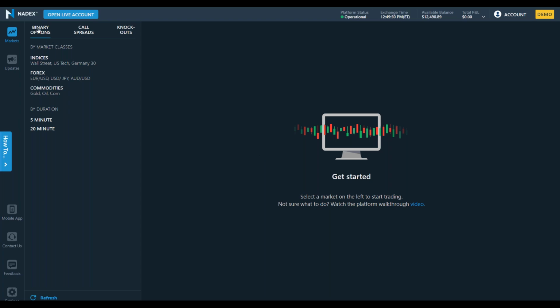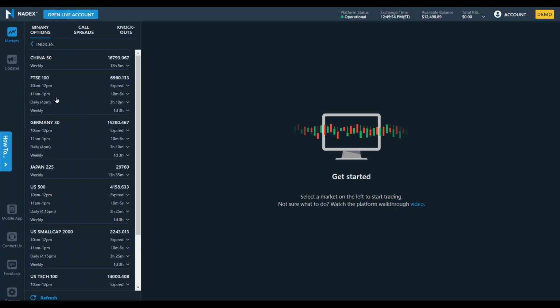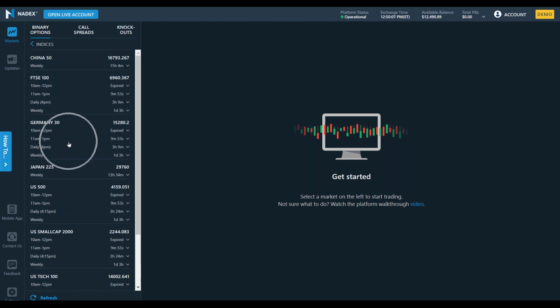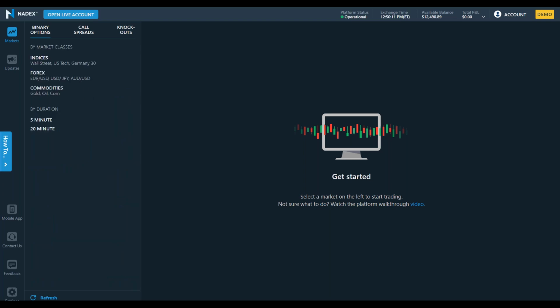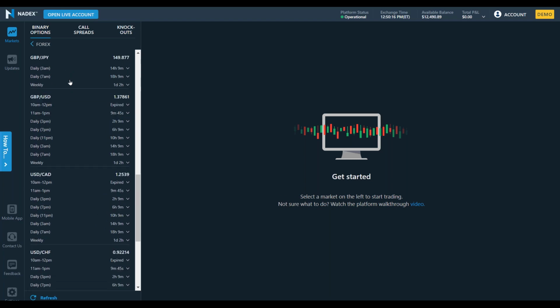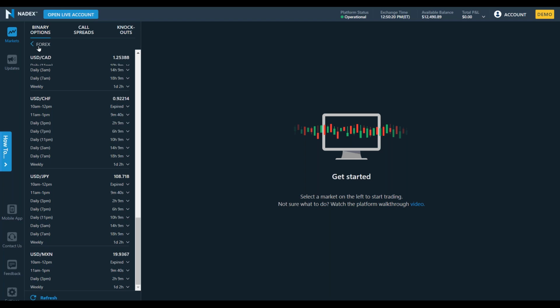Now, in binary options, you can see equity indices. I've mentioned that we've got the Dow Jones, Wall Street 30, US Tech is the NASDAQ 100, the small cap is the Russell 2000, the S&P 500 is US 500, but we've also got the DAX and the FTSE. So we've got a variety of equity indices you can look at. I mentioned all these foreign exchange pairs, and look at all the different settlement times that we've got. I mean, it's just choices.